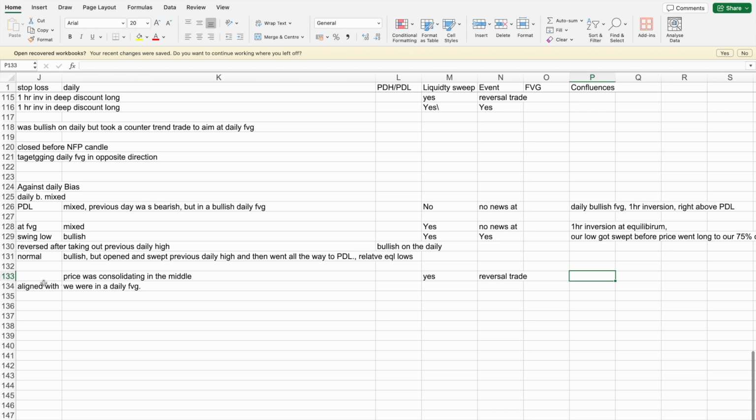Yeah, I think 2 hour inversion, bouncing off our daily fair value gap. Boom, that's it. And then how do we close? Closed trade, hit TP before FOMC.